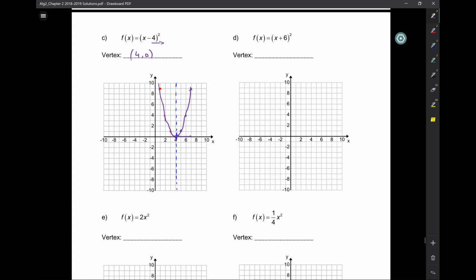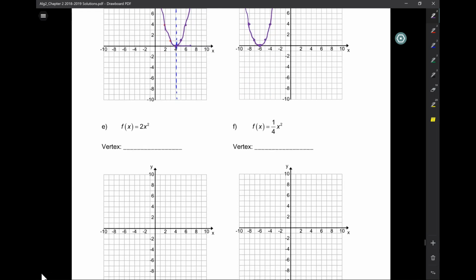Okay. So you guys go ahead and do the next one. Figure out what the vertex is. Put in the vertex, and then go ahead and graph your parabola, and then we'll compare. That's how this one looks. So it's just shifted to the right 6 units. I'm sorry, it's shifted to the left 6 units. The one next on the list is E, 2x squared.